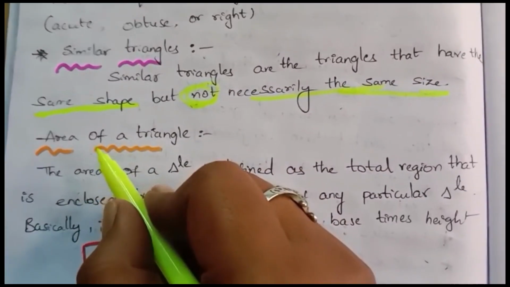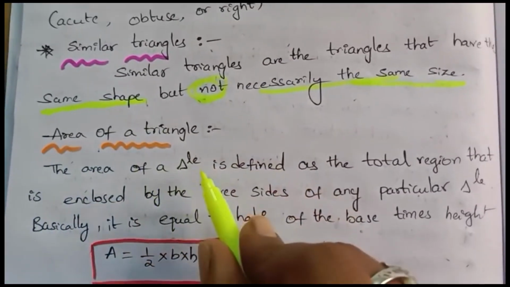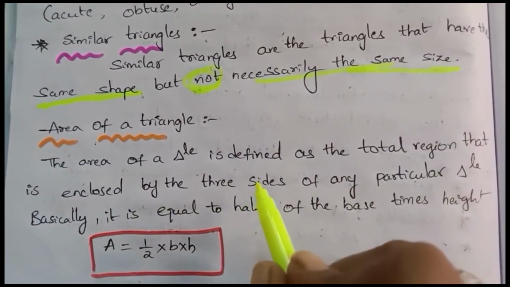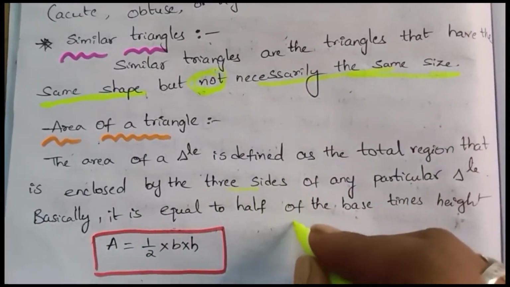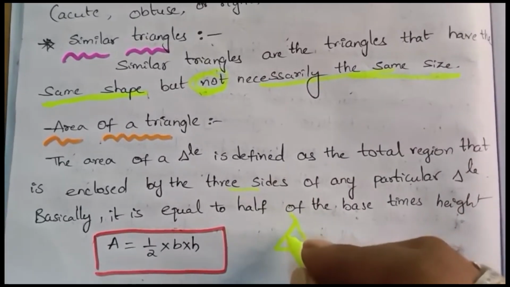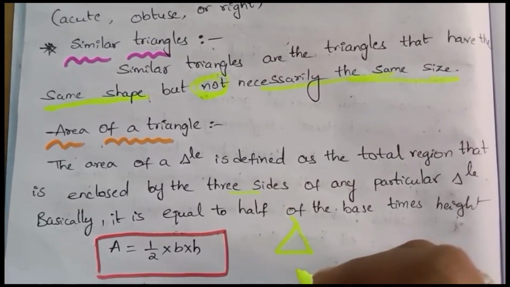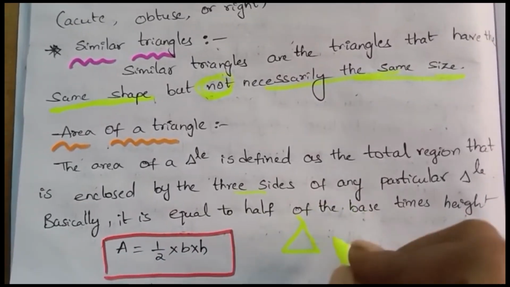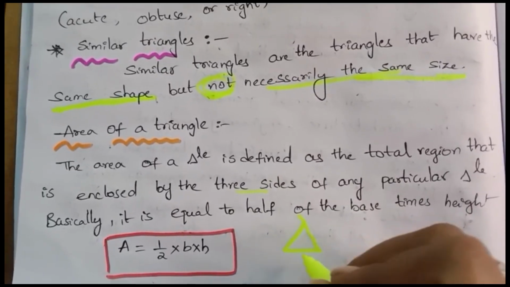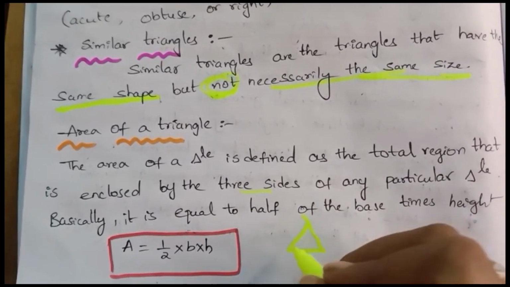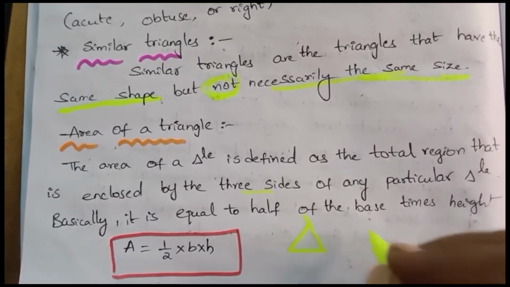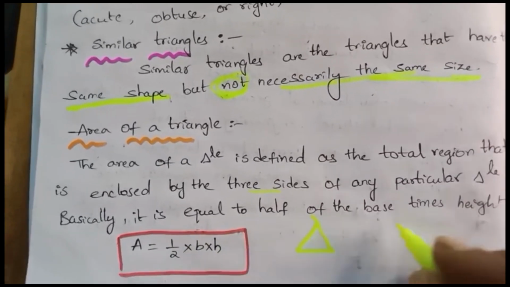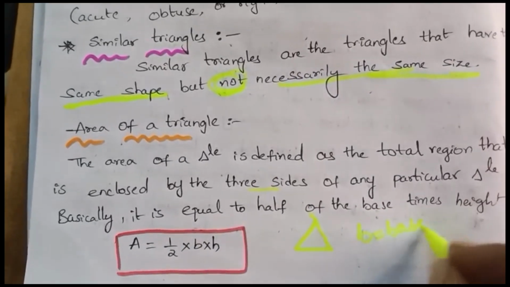At last, we have the formula for the area of a triangle. The area of a triangle is defined as the total region that is enclosed by the three sides of any particular triangle. Basically, it is equal to half of the base times height. So the formula is A equals half into B into H, where B is base and H is height.